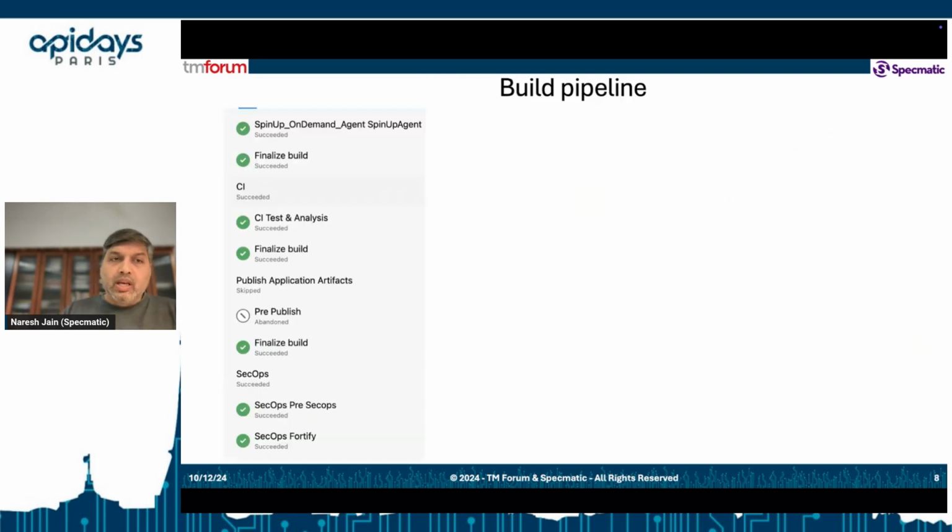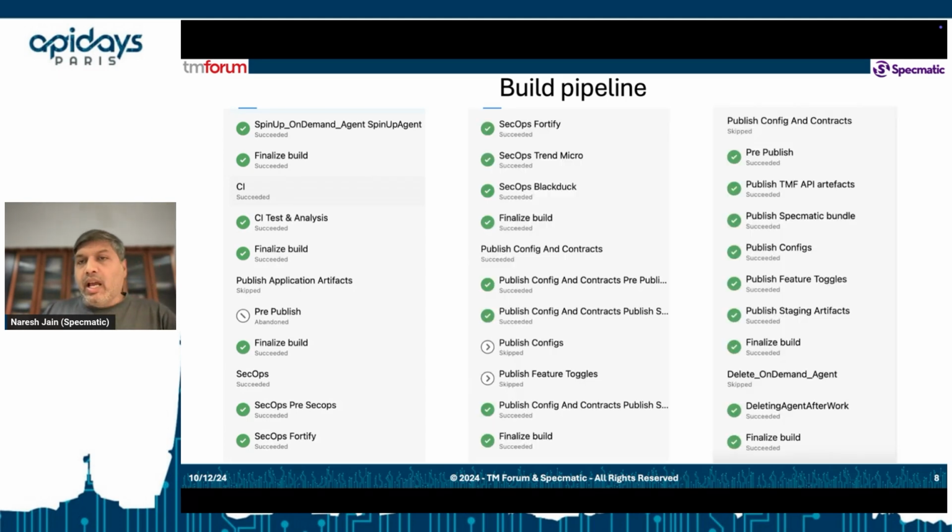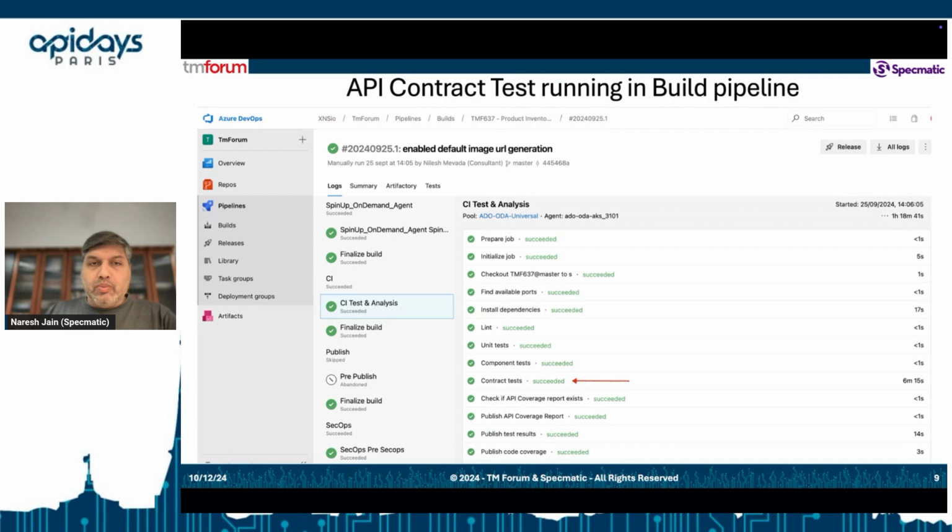all of them passing as part of the before you commit, before you raise a pull request. So once you raise a pull request, this is how the pipeline today looks like, right? So we spin up an on-demand agent, we run the CI tests, we run a whole bunch of SecOps tools, right? And then we publish all these contracts and artifacts, and then finally, this is deleted and cleaned up.